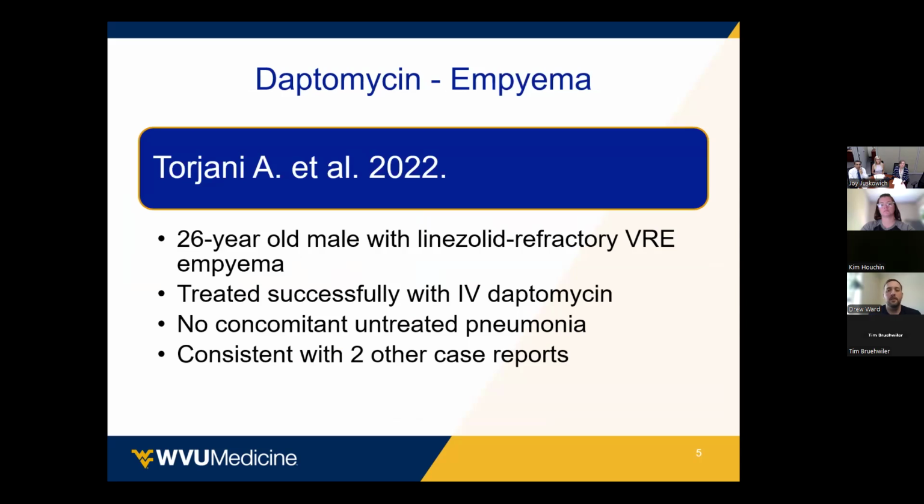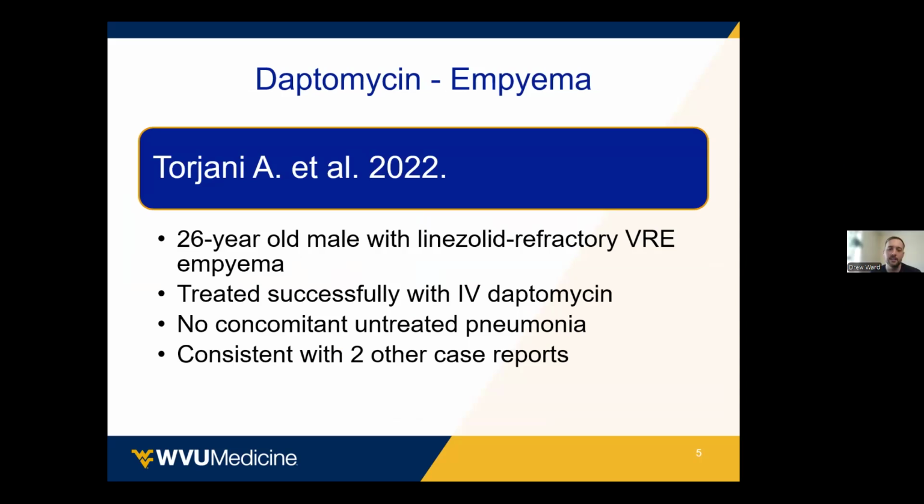Next, I wanted to propose a slightly different clinical scenario, and this is the case of pleural empyema, an infection of the pleural space, the space between the lungs and the chest wall. I pulled a case report from 2022 written by Torjani and colleagues that described a 26-year-old male who was initially treated with vancomycin and then linezolid upon isolating VRE from the pleural space, who subsequently failed treatment with linezolid, and thus the investigators turned to IV daptomycin as an option for treatment of this empyema.